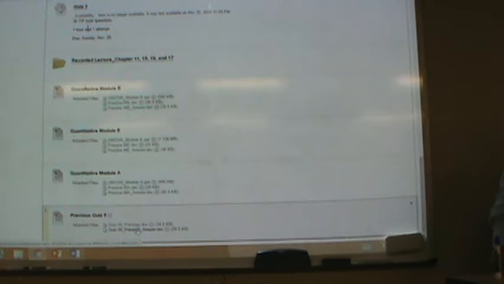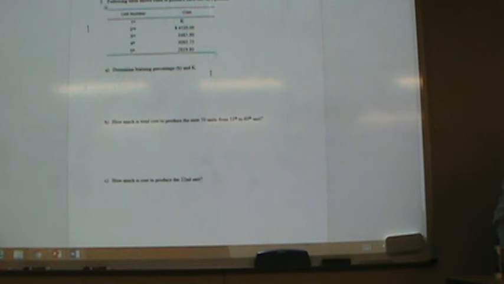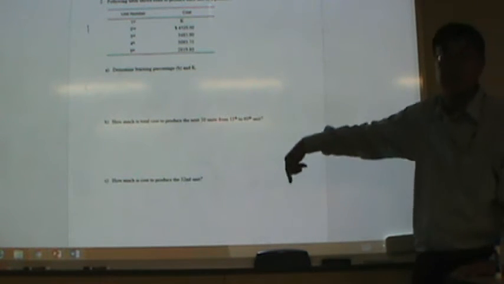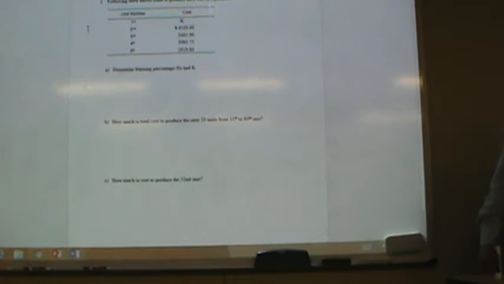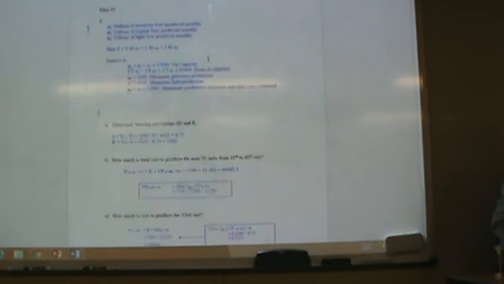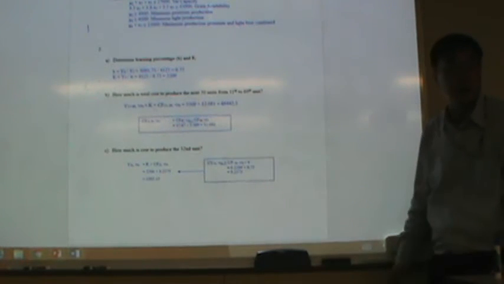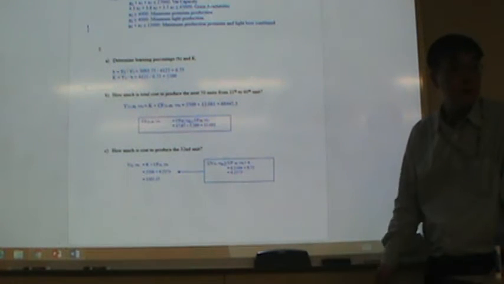Previous quiz number 5. The second question of quiz number 5 will be from this chapter. It looks like this. So find the file, and there is an answer file like this. So you can practice yourself and then compare with the answer. Okay.